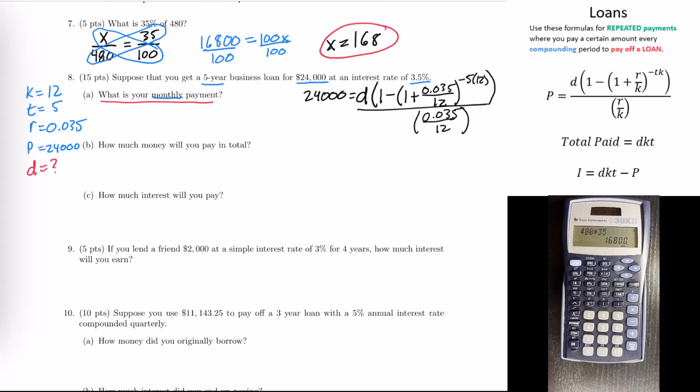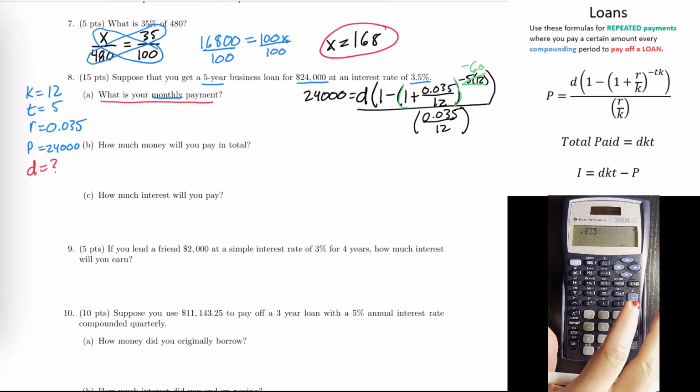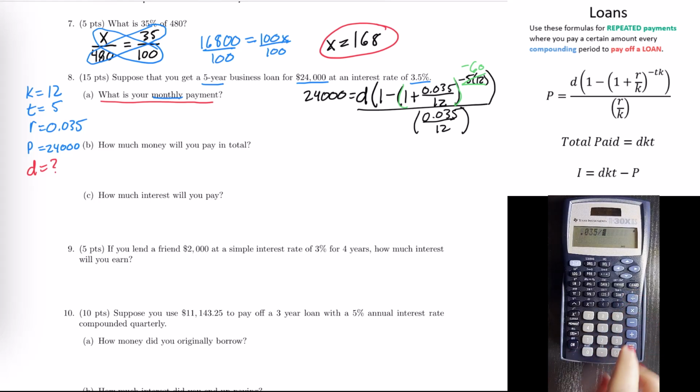To simplify this, I'm going to start by simplifying my exponent, and 5 times 12 is 60. So the exponent is going to be negative 60 because it was negative 5 times 12. And then I'm going to start working on this small set of parentheses. If I do 0.035 divided by 12, that's going to give me this decimal. And then I'm going to do 1 plus that answer, which gives me this decimal.